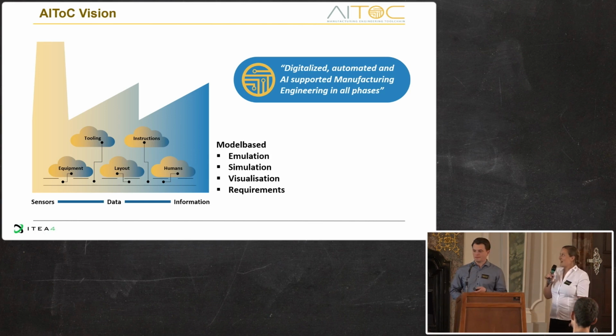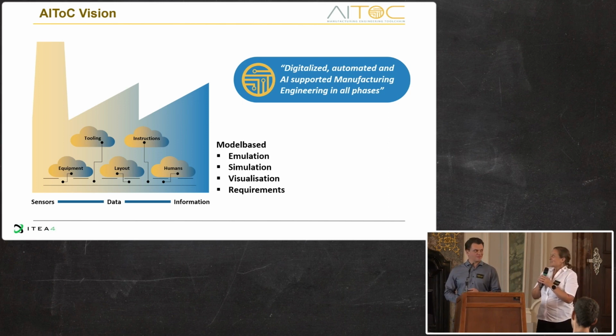And the vision of the ITOC project is that we have digitalized, automated and AI-supported manufacturing engineering, and that in all phases. So this means that we investigate during that project where AI can help and where maybe AI is not the right thing to support this process. We already had some examples where AI didn't fit, but we also have one example where, at least from our point of view, it really fits very well, and this is what we will explain right now.